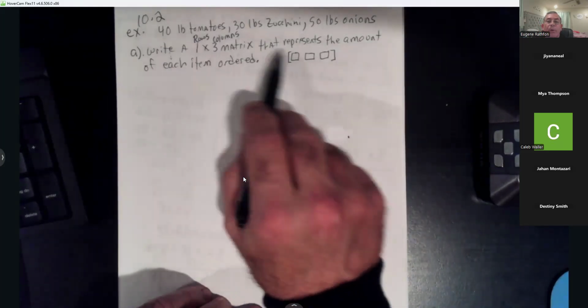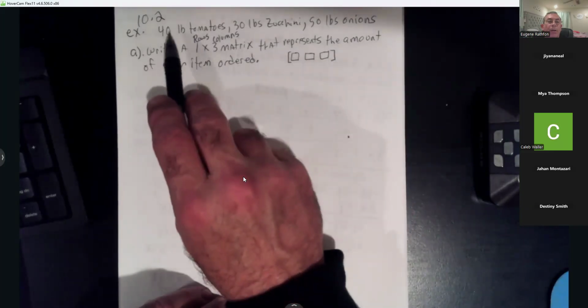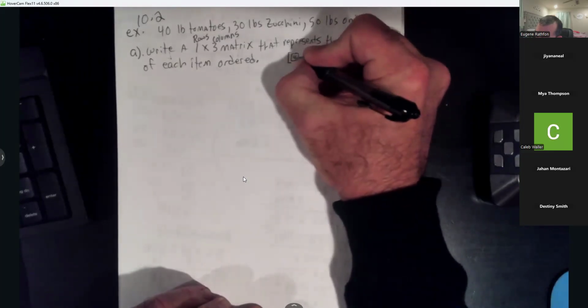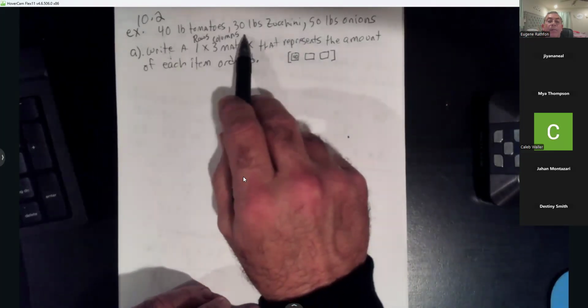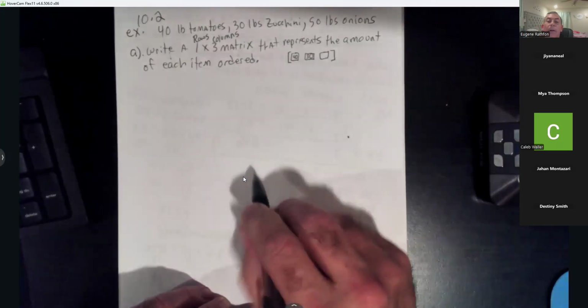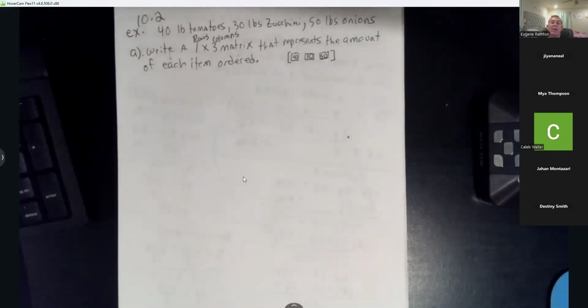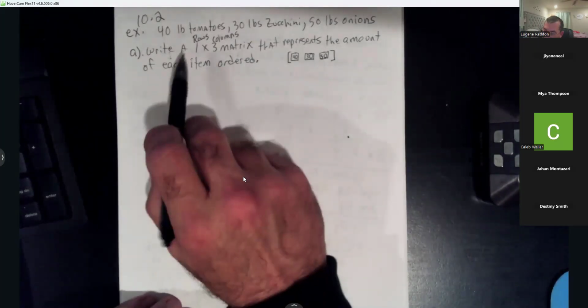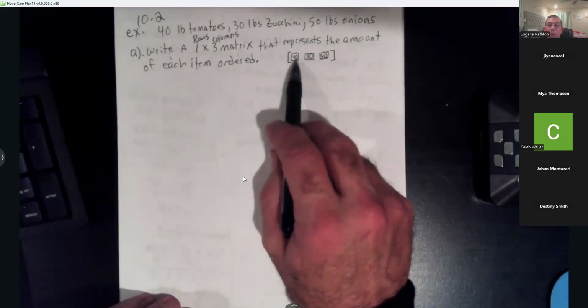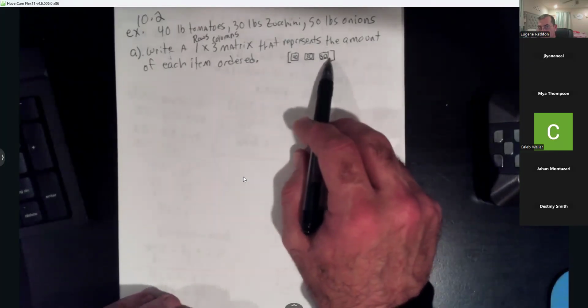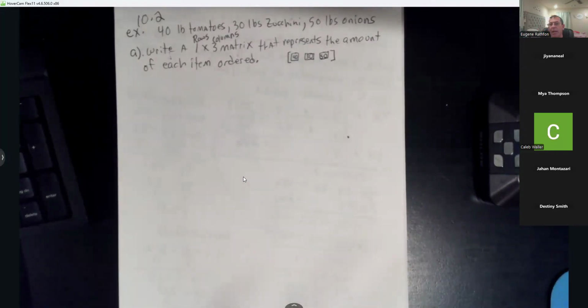All we're going to do is put the amount of each in one of these squares. So 40 will go in the first square. Then 30 in the second box. And the last box was 50 pounds of onions. So I would put my 50 in the last box. So when they say write a 1 by 3 matrix, they want 1 row with 3 columns in it, okay? So let me show you how you're putting this in MathLab.